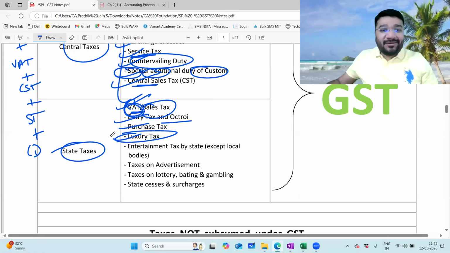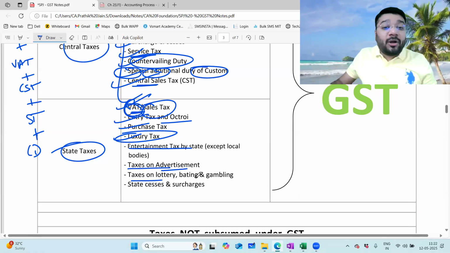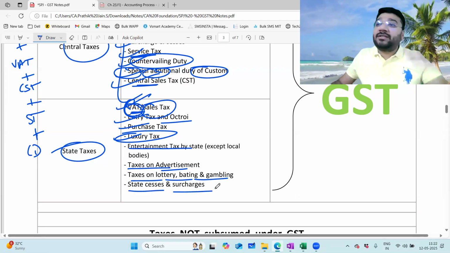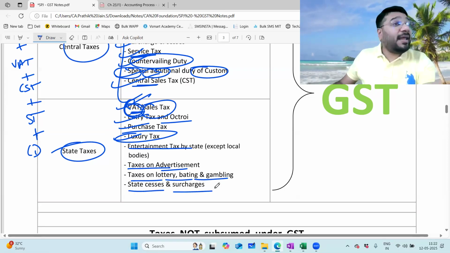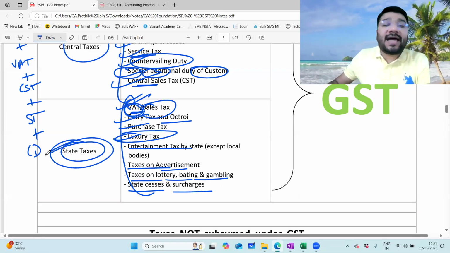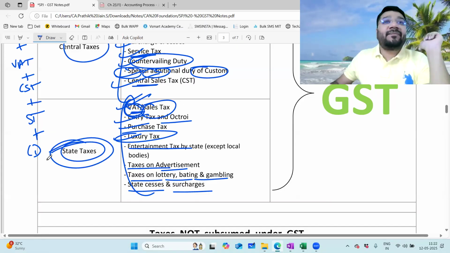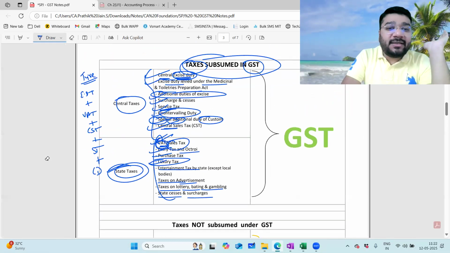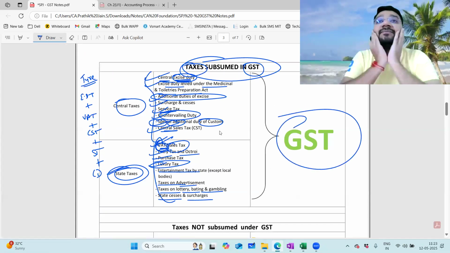For everything tax, man. Luxury tax, entertainment tax, tax on advertisement separate, lottery, betting, gambling separate, state says surcharge separate. How many taxes? All these taxes were levied by whom? State government. So all this tax got subsumed under one single tax called GST.